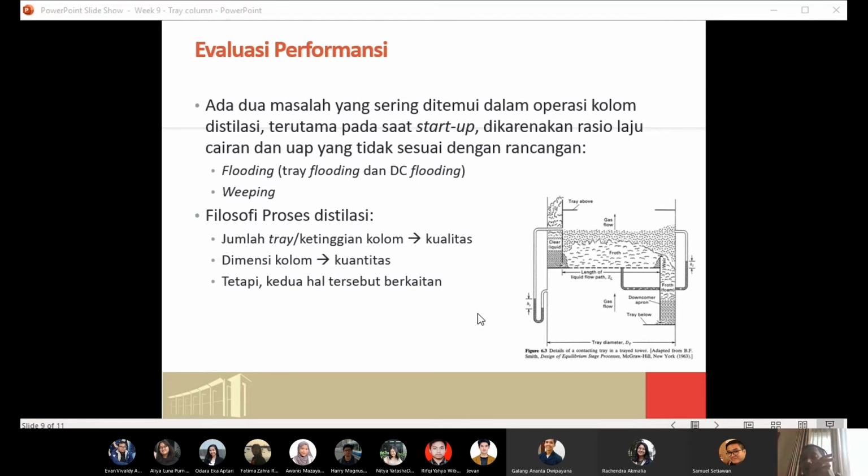I already sent the case for today through the WhatsApp group. Please download that case. Then we will learn today about the utility from Aspen Hysys. Aspen Hysys already provides a utility for us to evaluate the hydrodynamics of the column. So we will use it for today.